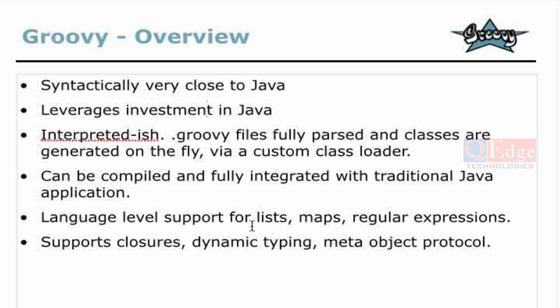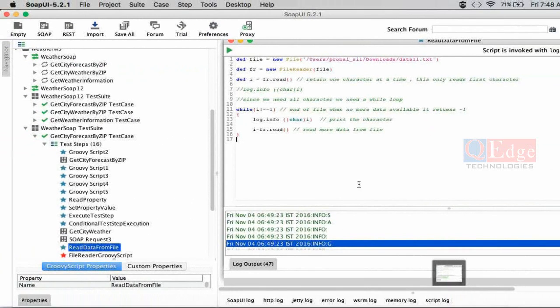Sometimes what happens is that your project is too huge. The SoapUI editor will not give you an autocomplete option, like getting the methods automatically. That option is not there.